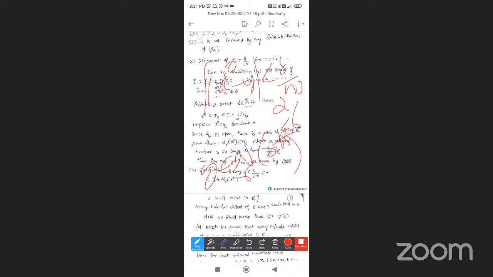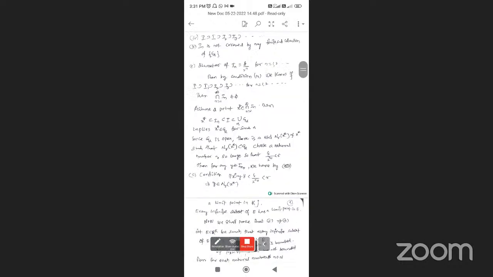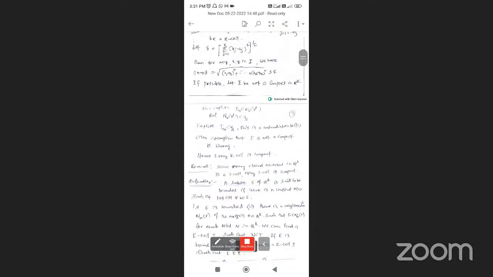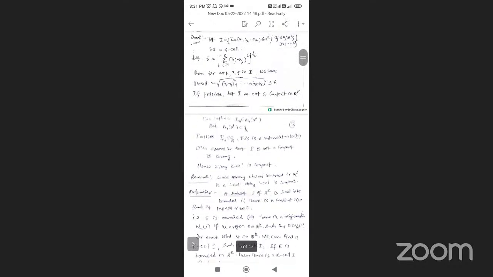So on the third page, this implies I_N0 is a subset of N_r of x star, and N_r of x star is a subset of G alpha. So it implies that I_N0 is a subset of G alpha.